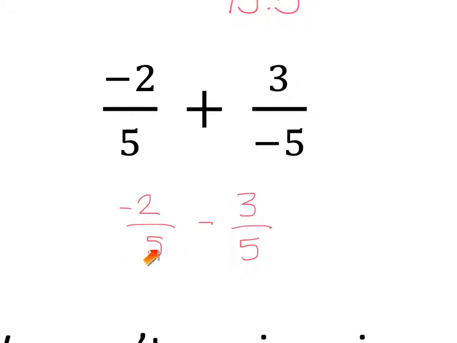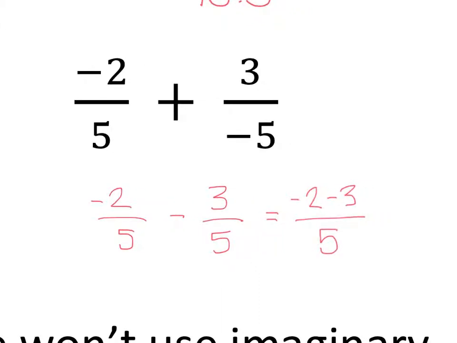Well, what's common right here? The denominators. Since they're common denominators, we can write them all over 5. So there's our common denominator, and then we just put the numerators up there together. Negative 2 minus 3 is negative 5 over 5. Negative 5 divided by 5 is negative 1.